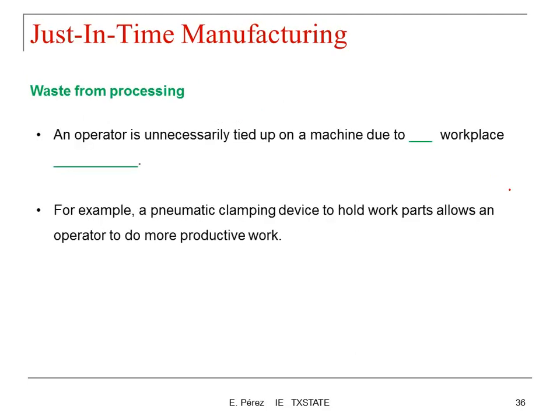Now the waste from processing: an operator is unnecessarily tied up on a machine due to poor workplace design. That's also related to the design of the facility. For example, a pneumatic clamping device to hold work parts allows the operator to do more productive work. So if you are able to design the station so that the worker is not trapped doing one thing, with a holding device or a type of machine that helps the worker, then that also relates to how you can improve the productivity of that station and of the worker.